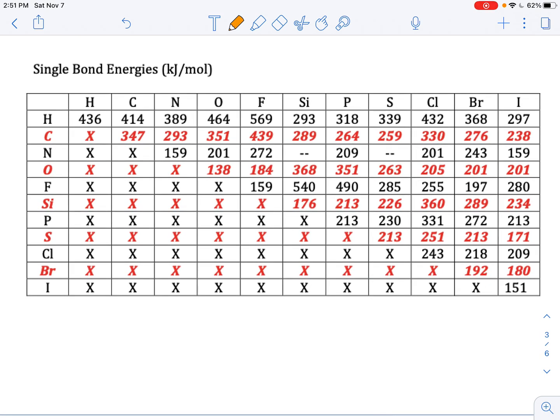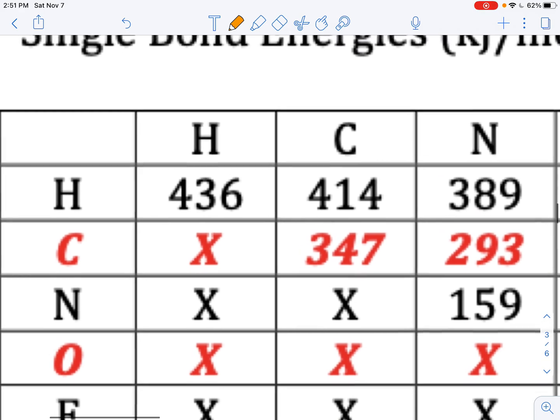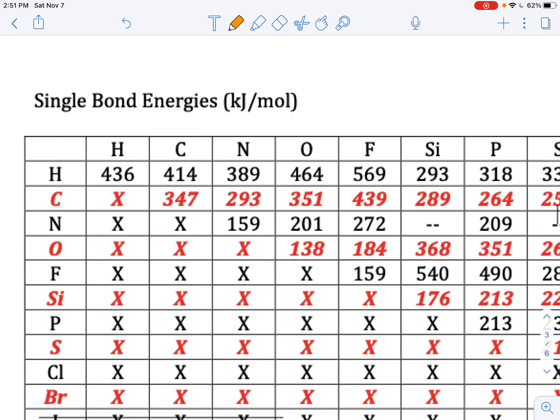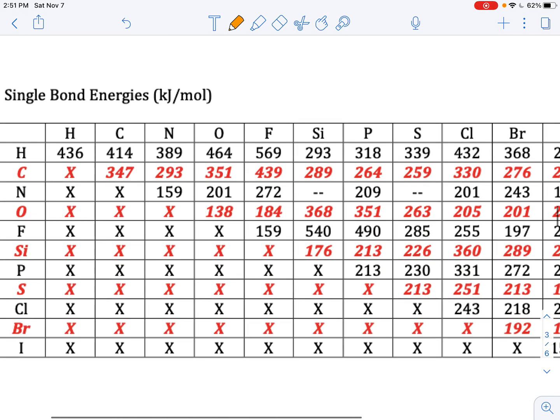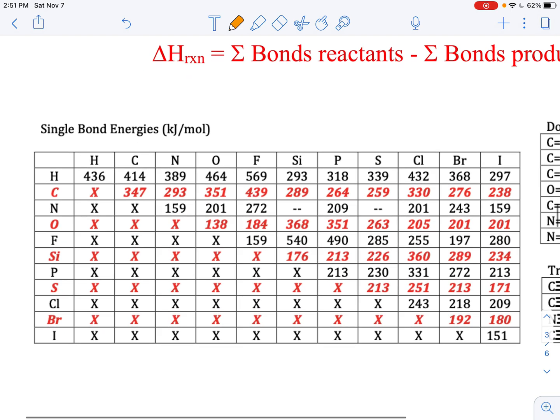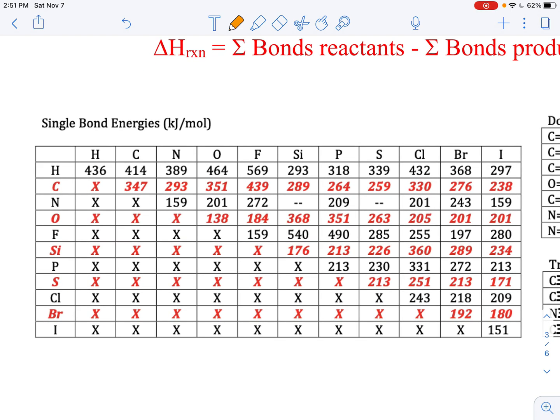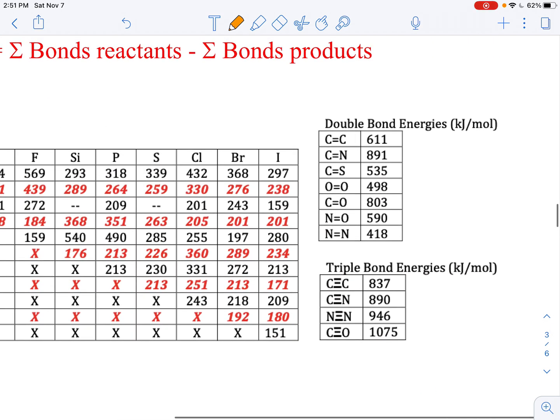Now I've got a chart here, and this chart here is approximate bond energies. You'll find slightly different numbers in slightly different publications. So, for instance, this 436, you might find it as 432. Don't sweat it. Just use whatever number they give you. You don't have to memorize anything like that. These are approximate values, and everything that you see here in this chart is for a single bond.